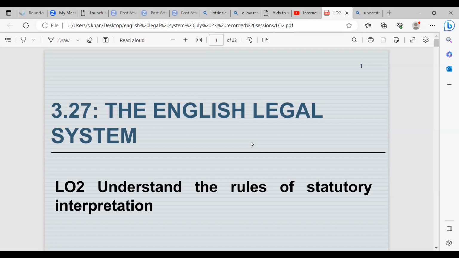We looked at the different stages in English law in regards to the passing of a bill and where it becomes law, such as first reading, second reading, committee stage, report stage, and third reading in the House of Commons and in the House of Lords, and the difference between each one. And then we looked at the issue of royal assent.